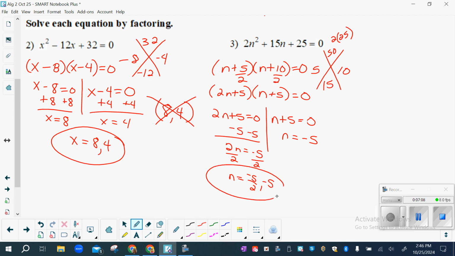And then we get answers of -5/2 and -5. Do you remember seeing this at all in Algebra 1? I'm wondering your thoughts. Okay, if you don't remember, we'll go over it. Okay, I'm going to go on to the next slide.